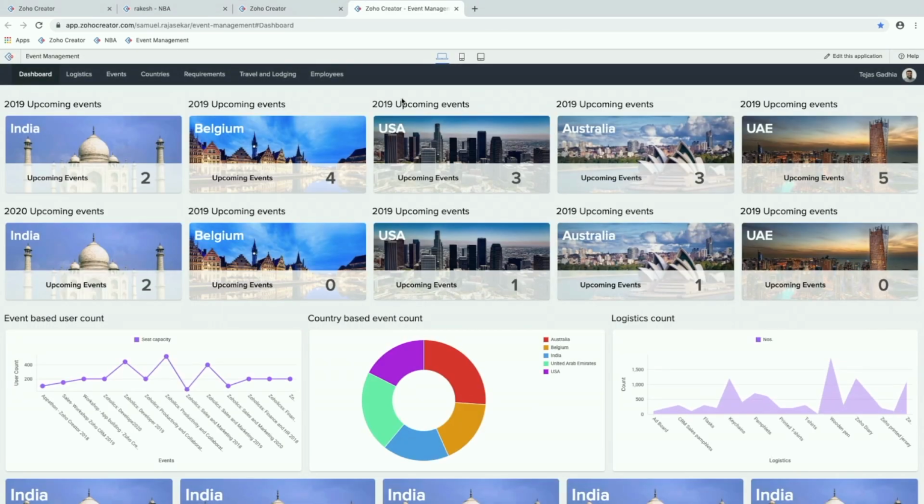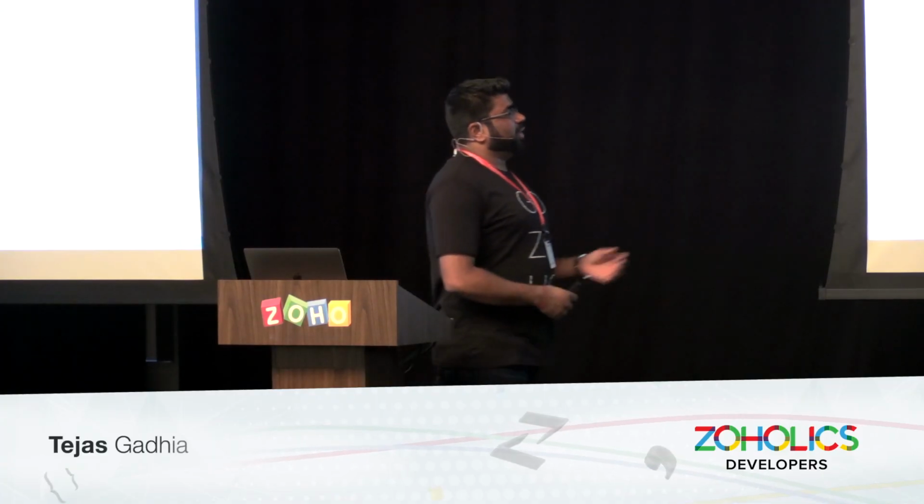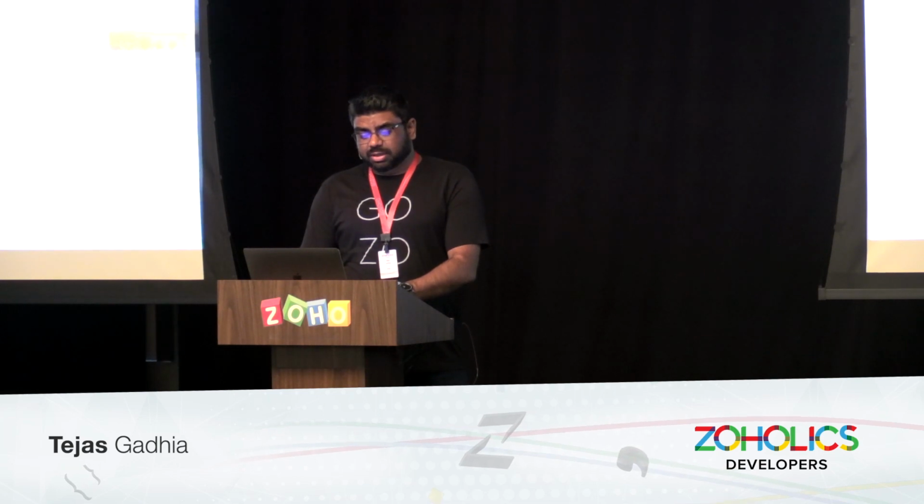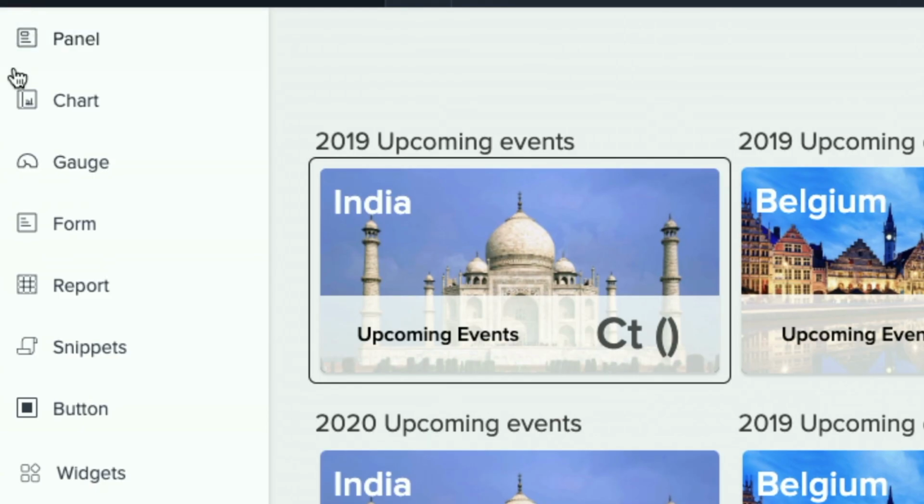So this is a page. In the page builder itself, we have a couple different components. So the first thing I'll focus on is on the left-hand side, components over here. So the first thing is a panel. This box right here that says India, upcoming events, and then CT in parentheses, that is one single panel. A panel is something that can be designed.